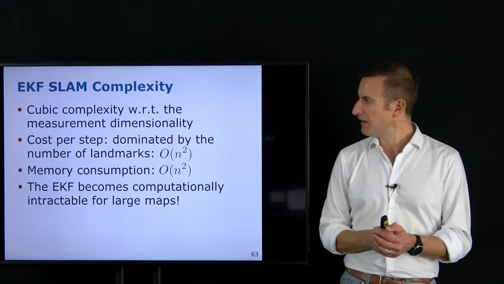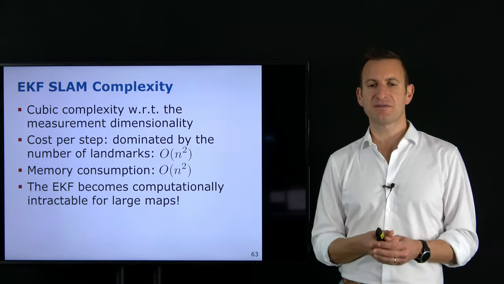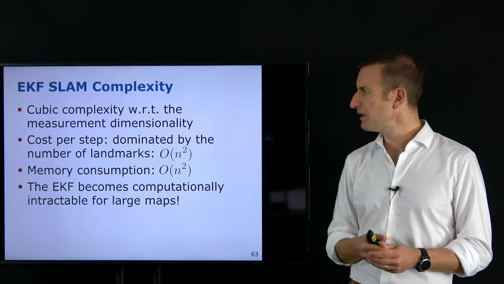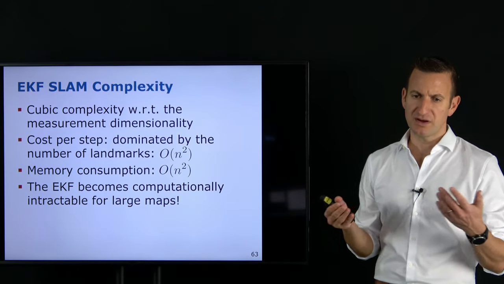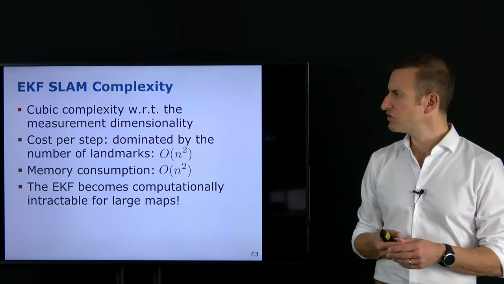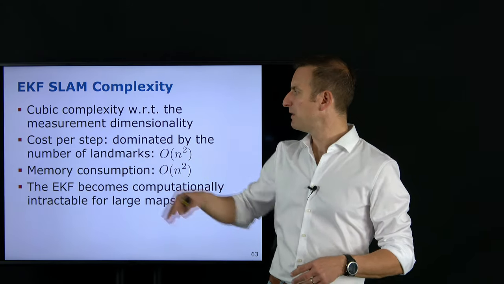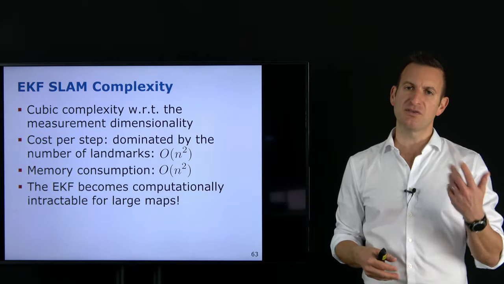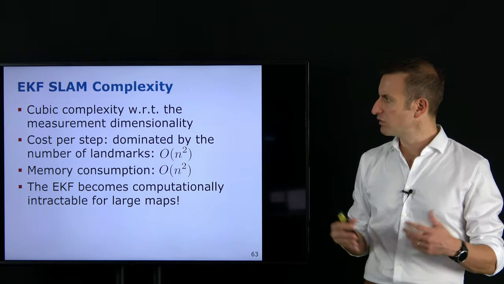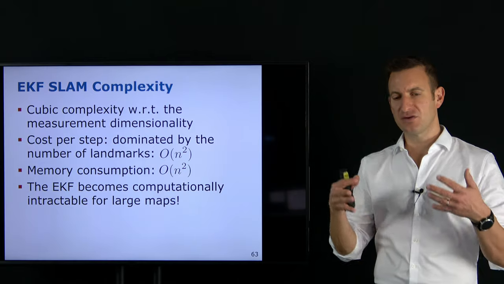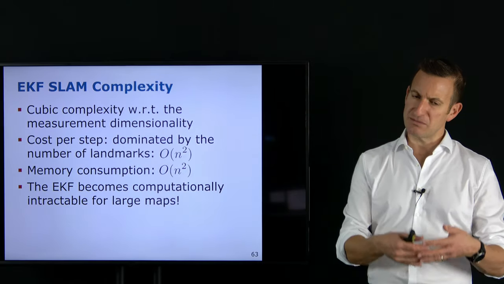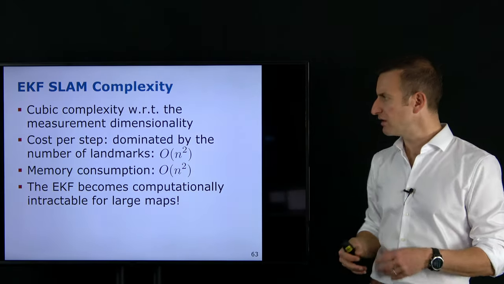Okay, a few final remarks on the Kalman filter for SLAM in terms of complexity. So the Kalman filter in general has a cubic complexity, you have your matrices and matrix inversions involved, but it's only a cubic complexity with respect to the measurement dimensionality. So not with respect to the whole state. This also depends on the fact that you're only observing a small number of landmarks. You typically never observe the whole scene at once.